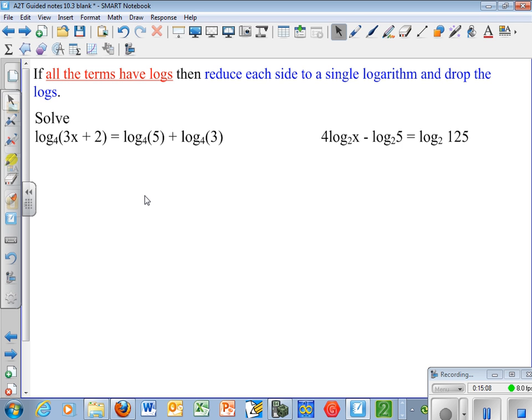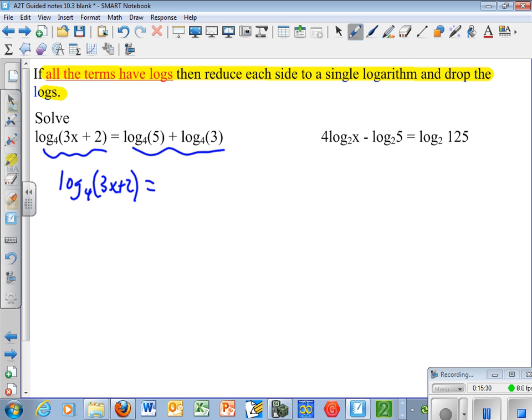Here's the next rule. If all the terms do have logs, then get a log down to a single log on each side, and then you can drop the logs and solve the remaining equation. And we'll look at some examples here. Now notice I only have one logarithm on this side, but over here I have two logs. So I'm going to keep the left side the same. Here, what's my rule? If I'm adding logs, I multiply those two things. So this will be the log in base 4 of (3x + 2)(5). Now, there's not really two terms, but you can keep it in parentheses.